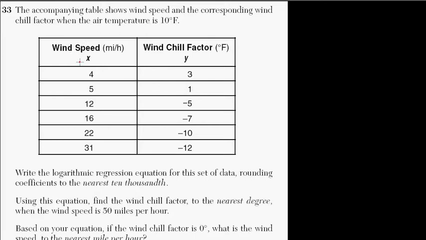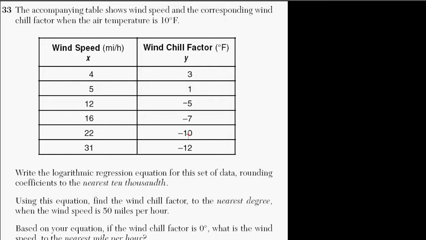And here we have the x, we have wind speed, 4 miles an hour, 5, 12, 16, 22, and the wind chill factor. So when the wind is blowing at 4 miles an hour and the air temperature is 10 degrees Fahrenheit, it feels like it's actually 3 degrees Fahrenheit. When the wind is blowing at 22 miles an hour and the air is 10 degrees Fahrenheit, it feels like it's negative 10 degrees Fahrenheit.